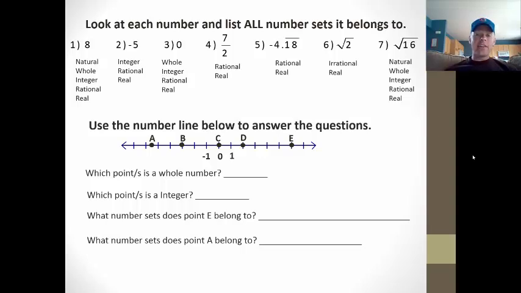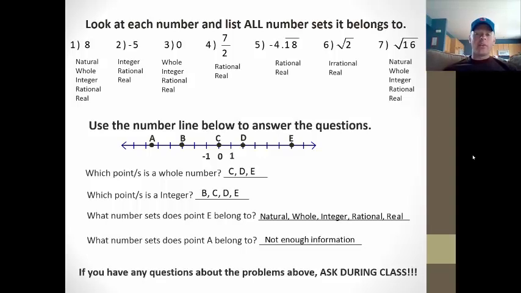Okay, let's see how you did here. Which number is the whole number? Well, that's C, D, and E: 0, 2, and what is that? 1, 2, 3, 4, 5, 6. E would be 6 there. Those would all be whole numbers. Which points would be an integer? That'd be B, C, D, and E. A would not be an integer because it's in between the tick marks, making it a fraction or decimal.